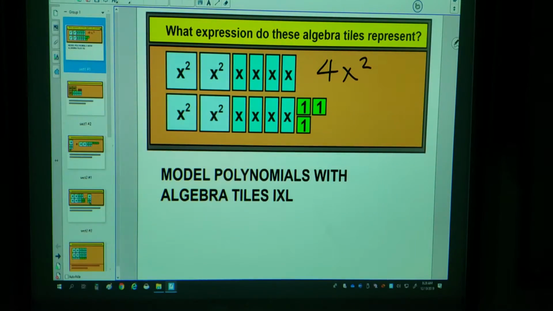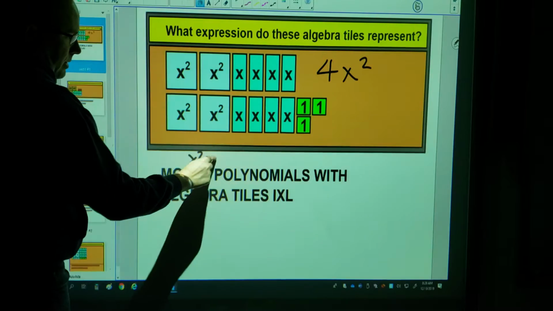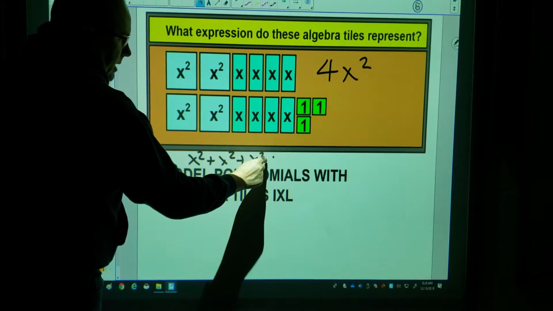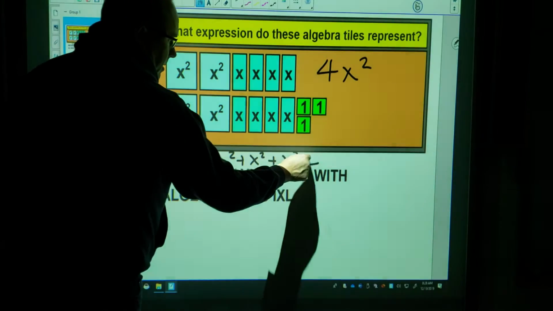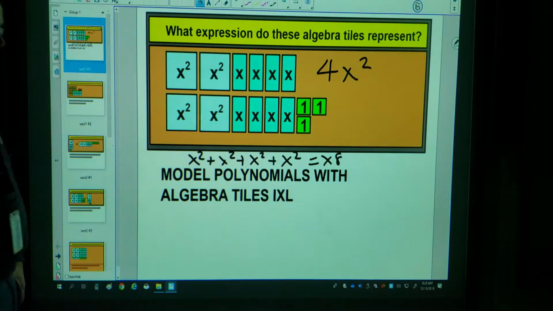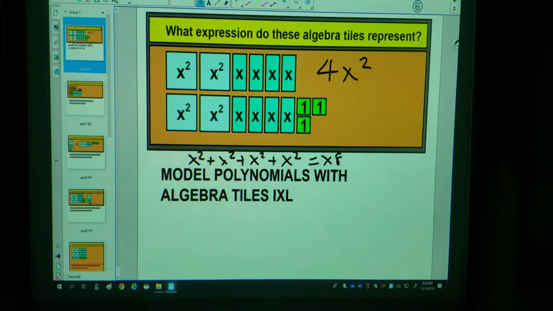Now the advantage of this is when it's written out longhand, x squared plus x squared plus x squared plus x squared, if students only remember part of the rule of adding exponents, then they could easily put x to the 8 for this question. When you realize there's 4 of a certain item, then it's much easier to make that connection.